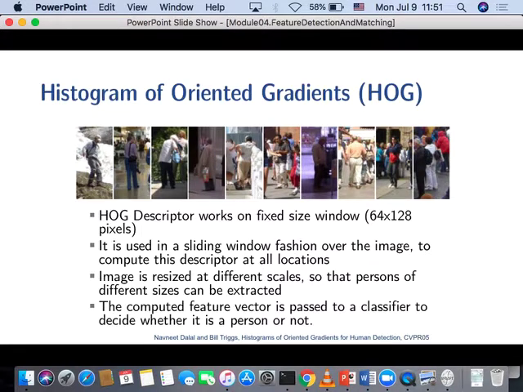Now, essentially for that 64 by 128 window, they compute some sort of long feature vector, and this feature vector is passed to a classifier which is trained to distinguish between images of persons versus images of anything else. Basically they took a lot of images of pedestrians like these ones that I'm showing you, and a lot of images which they marked manually as not pedestrians, and then they computed this feature vector and had a classifier learn the difference between them.